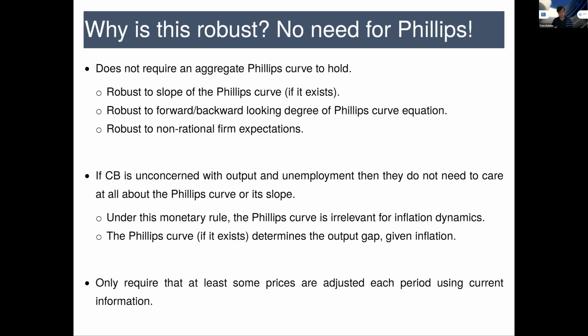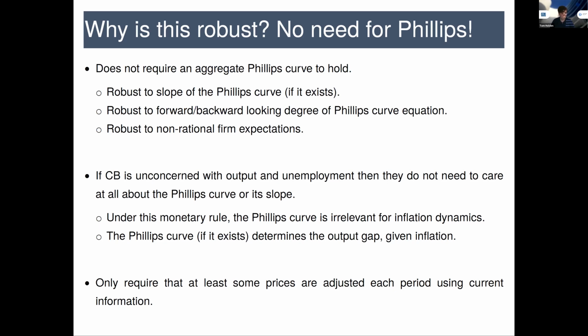So if the central bank was truly unconcerned with output and unemployment, then they wouldn't need to care about the Phillips curve or its slope at all. They could pin down inflation completely independent of the Phillips curve. Of course, in reality, central banks do care about the output gap. But for such central banks, the Phillips curve is telling them what the output gap will be given a level of inflation. Okay, so the causation in the Phillips curve is running in the opposite direction to how people have traditionally thought about it. The level of inflation is determining the output gap, not the other way around.